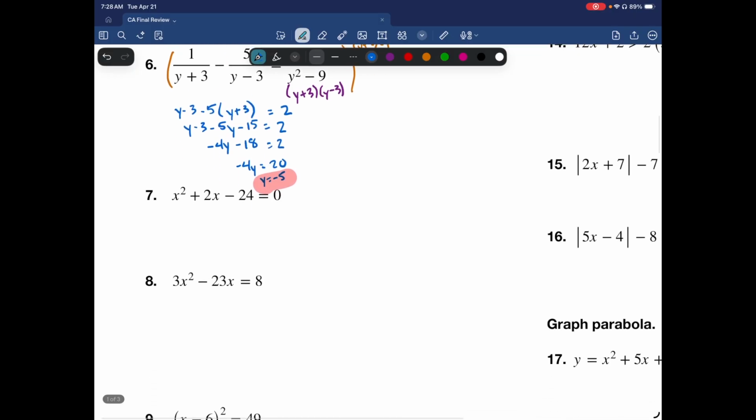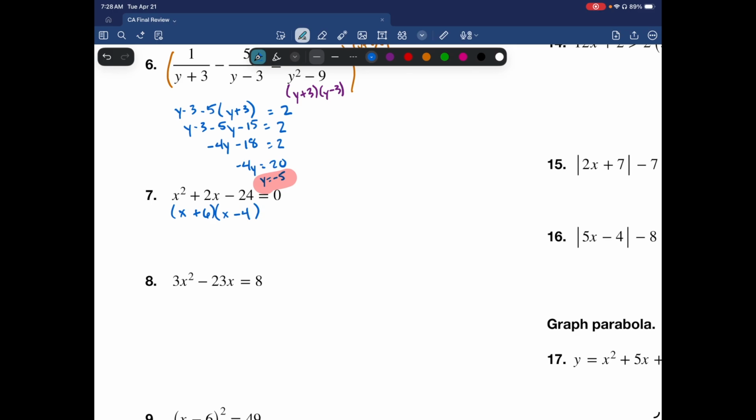Alright, shifting gears a little bit with number 7. We're just going to factor and set each factor equal to 0. So here, that trinomial factors into 2 binomials. So x squared is x and x. The second sign is negative, so it's going to be plus and minus. I get one of each. Alright, then I ask myself, what times what is 24 and subtracts to give me 2? Well, that's going to be 6 and 4. And since 2 is positive, it's going to be plus 6 minus 4.